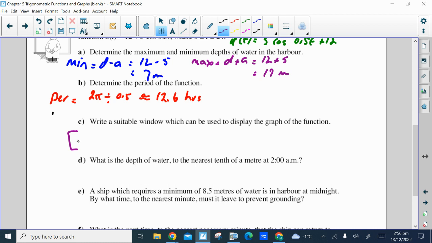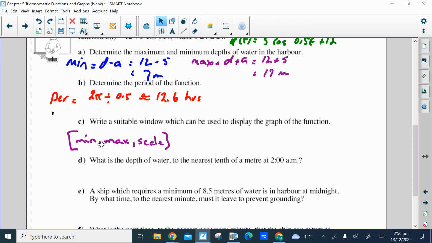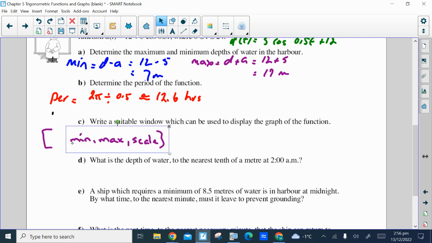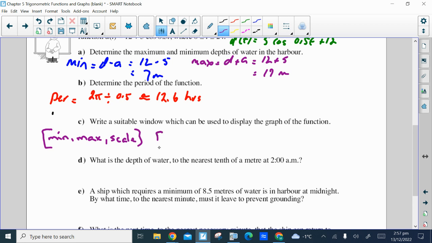write. You write the min, comma, followed by the max, comma, followed by the scale that you would use in your calculator. And there really is no, well, there are right and wrong answers, but if you're finding a point of intersection between two graphs, as long as your point of intersection falls within the min and the max, that's what you need to make sure happens.